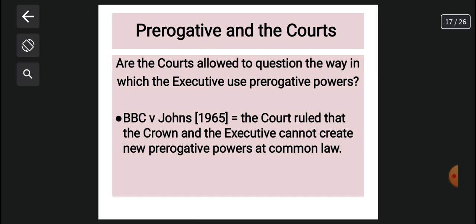Prerogative and the courts. Are the courts allowed to question the way in which the executive uses prerogative powers? In BBC versus Jones of 1965, the court ruled that the Crown and the executive cannot create new prerogative powers at common law, so they are not allowed to create new laws.